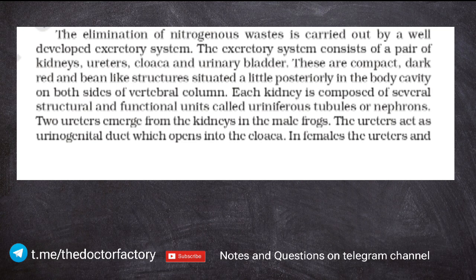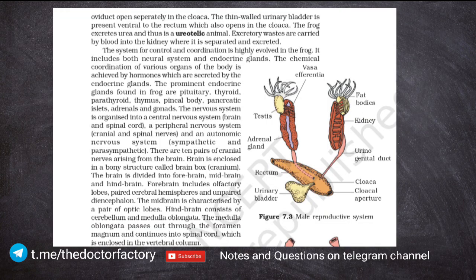Two ureters emerge from the kidneys in the male frogs. The ureters act as a urogenital duct which opens into the cloaca. In females, the ureters and oviduct open separately in the cloaca. The thin-walled urinary bladder is present ventral to the rectum, which also opens in the cloaca.